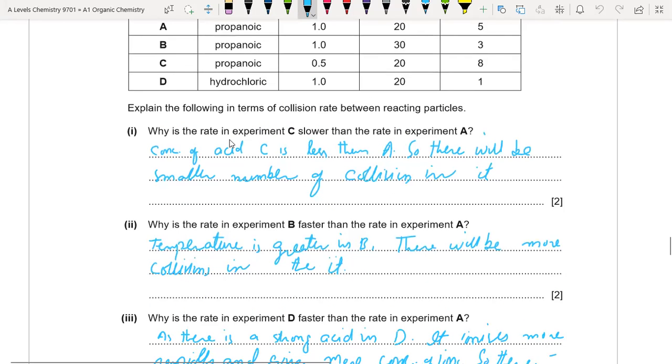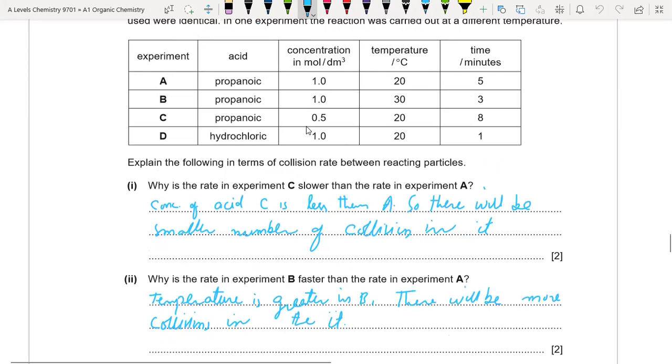Why is the rate of reaction in experiment C slower than the rate in experiment A? The reason behind this is that the concentration of acid C is less than A. So there will be a smaller number of molecules, as a result of which fewer collisions will occur. Okay, that's why the reaction rate will be lower in C than A.